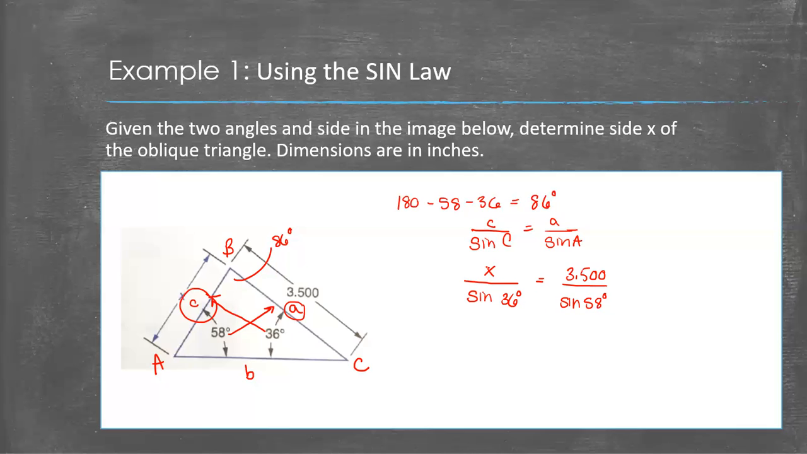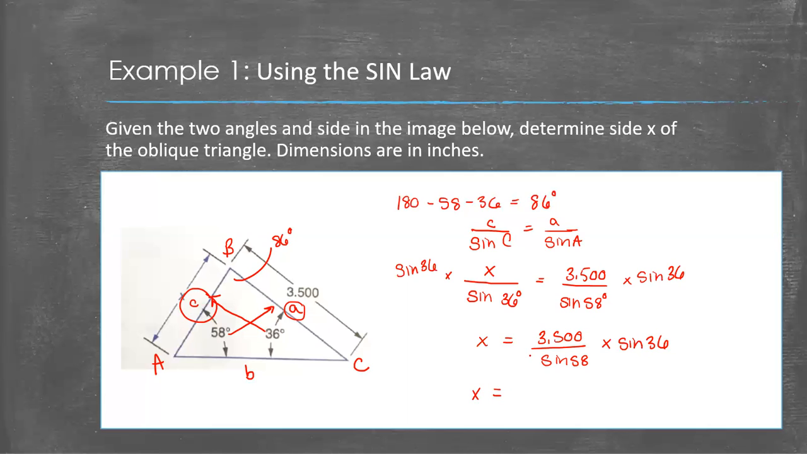But if we do rearrange, you have x divided by sine 36. So if we do times sine 36, so if you do one side, you do the other, we get x is equal to 3.500 divided by the sine of 58 times the sine of 36. So it makes an easy calculation for us. Our calculator can actually handle this all in one step if you would like, but if you're not sure, calculate each component separately.